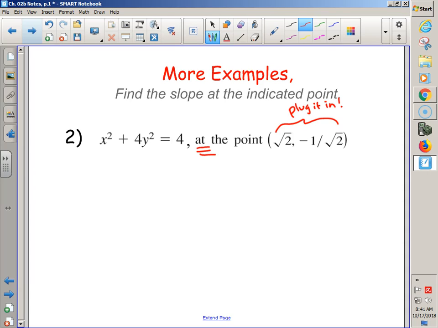Yeah, but look at this guy. He's an easy derivative, isn't he? Okay, get down the question. x squared plus 4y squared equals 4. The point is root 2, comma, negative 1 over root 2. Remember, things don't have to be rationalized in calc. Ain't nobody got time.